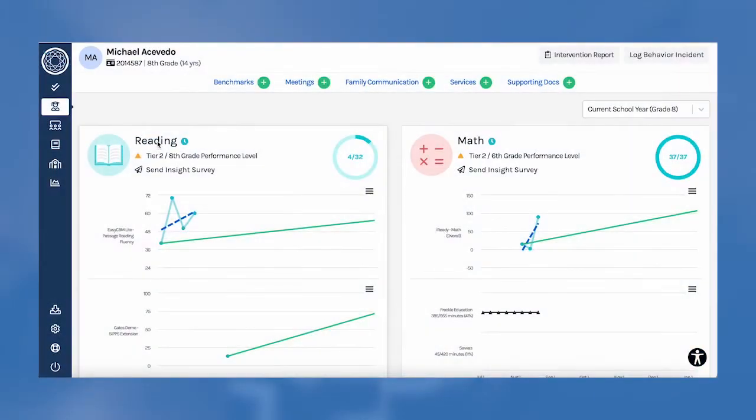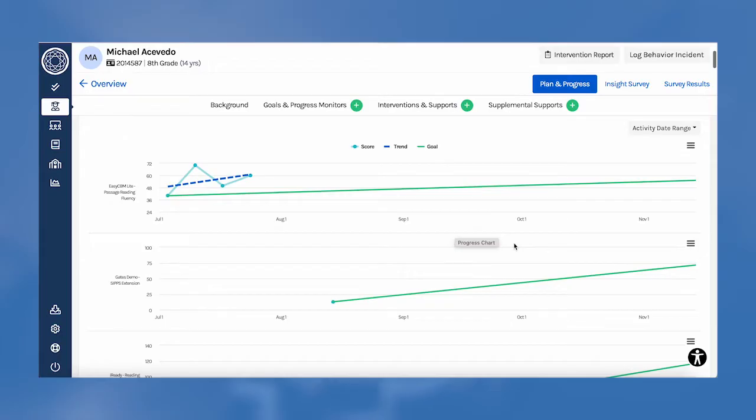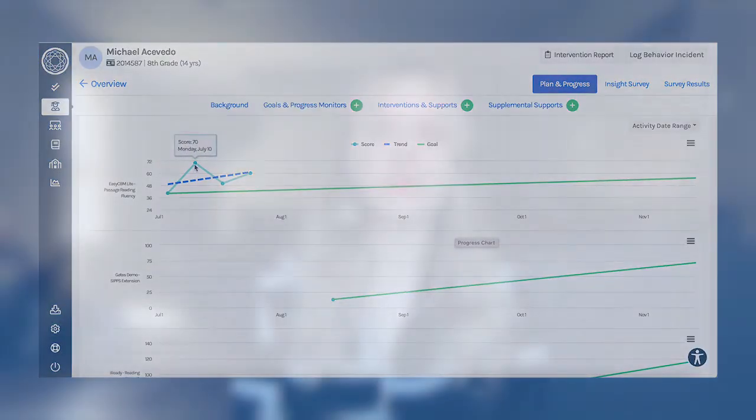In order to get a clear picture of student progress, it's crucial to plot their assessment data and compare their rate of improvement, also known as ROI, with a target ROI for their goal. If you're using Branching Minds, you can actually see the rate of improvement on the student plan and progress page, and whether they are going to actually meet their goal.